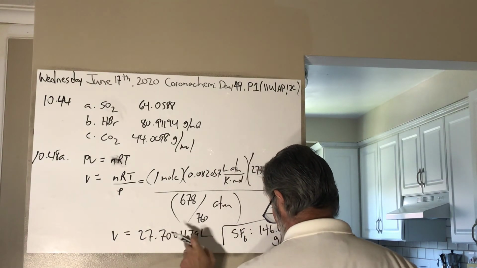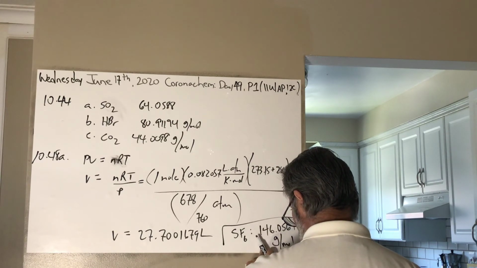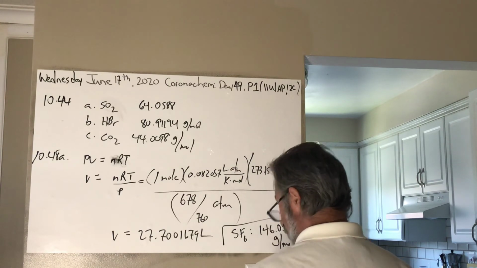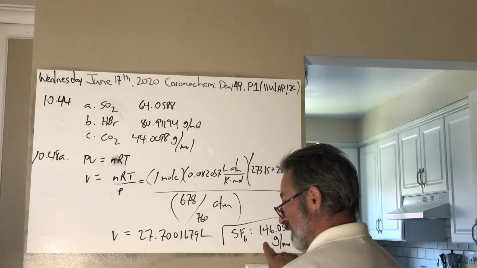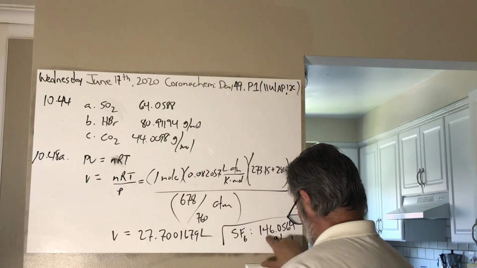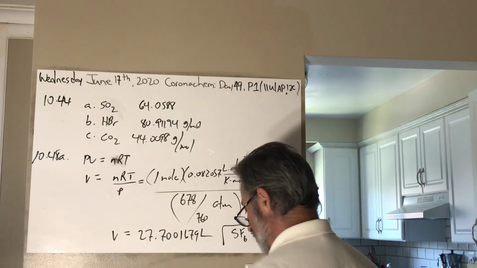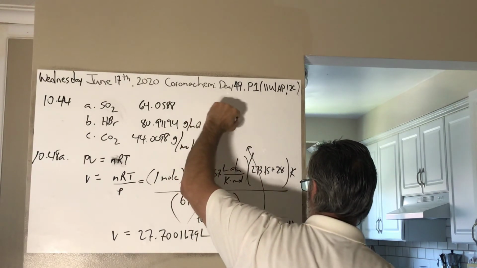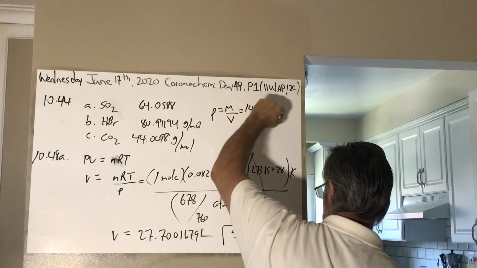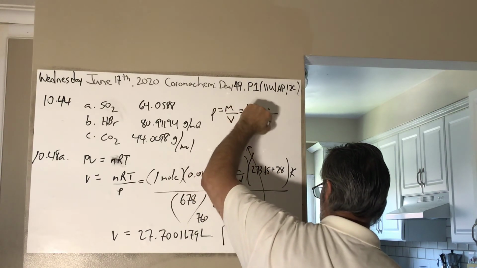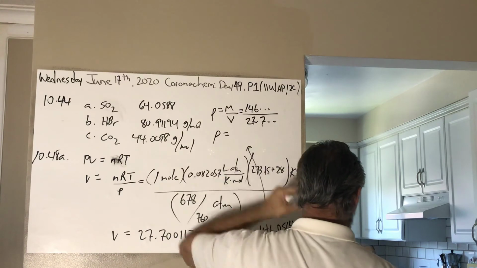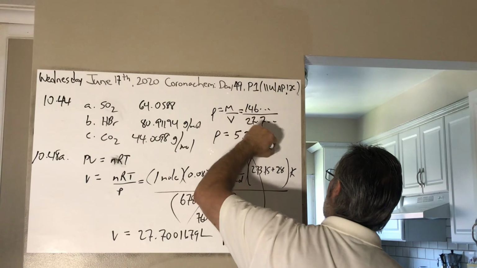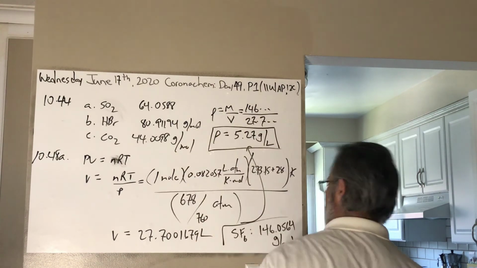Density equals mass over volume. So if you have a 1 mole sample, that's the mass, right? We assumed a 1 mole sample. So 146 grams divided by 27 liters. Density equals mass over volume. We get 146 over 27.7, etc. The density comes out after sig figs to 5.27 grams per liter. That's what you should get.